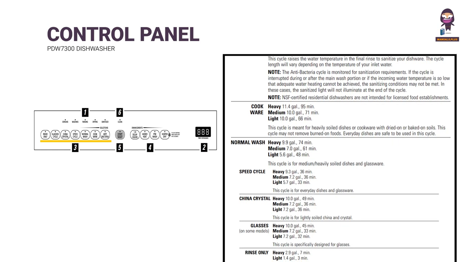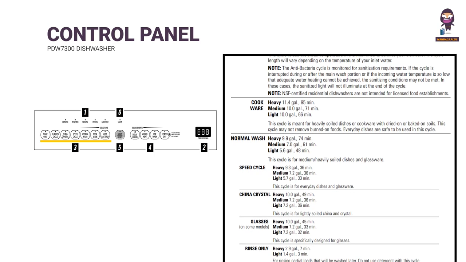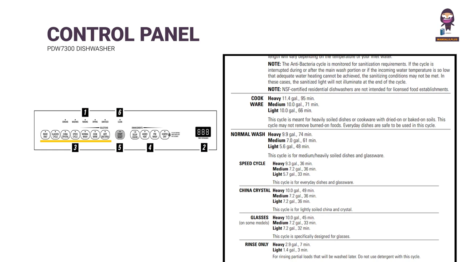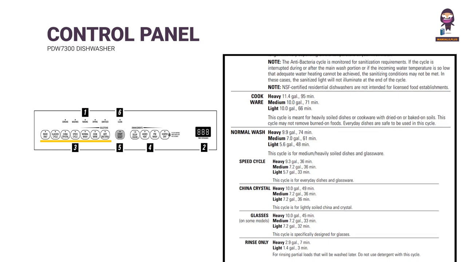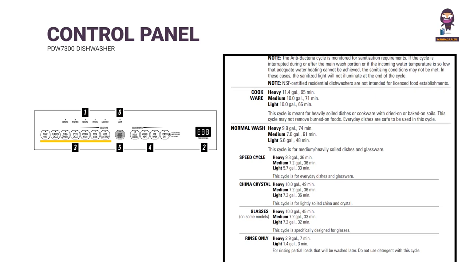Normal wash: heavy 9.9 gallons or liters, 74 minutes. Medium 7.0 gallons or liters, 61 minutes. Light 5.6 gallons or liters, 48 minutes. This cycle is for medium to heavily soiled dishes and glassware.